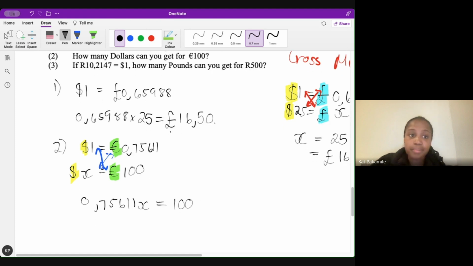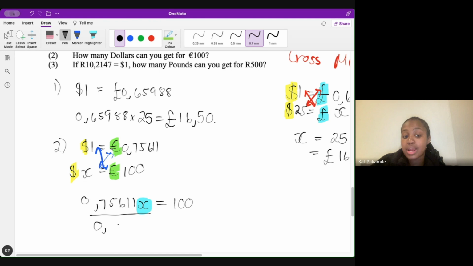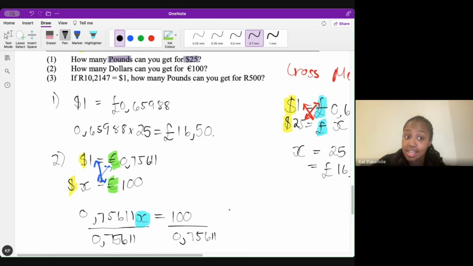Okay, how am I going to find this X that is on its own here? How will I find my X? I'm going to divide both sides. So you guys were correct, but at least now you can be 100% sure of what you are doing. So then, therefore, X is going to be how many euros? 132,26. Okay. The last one is a little bit more interesting.